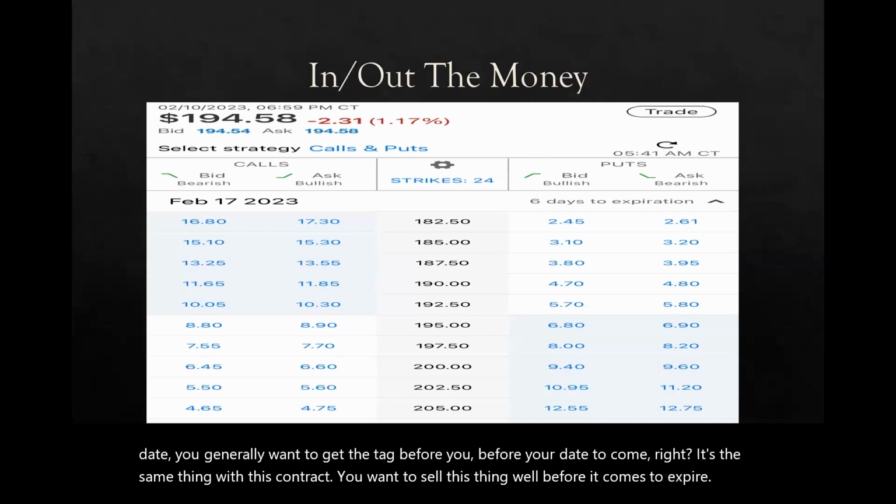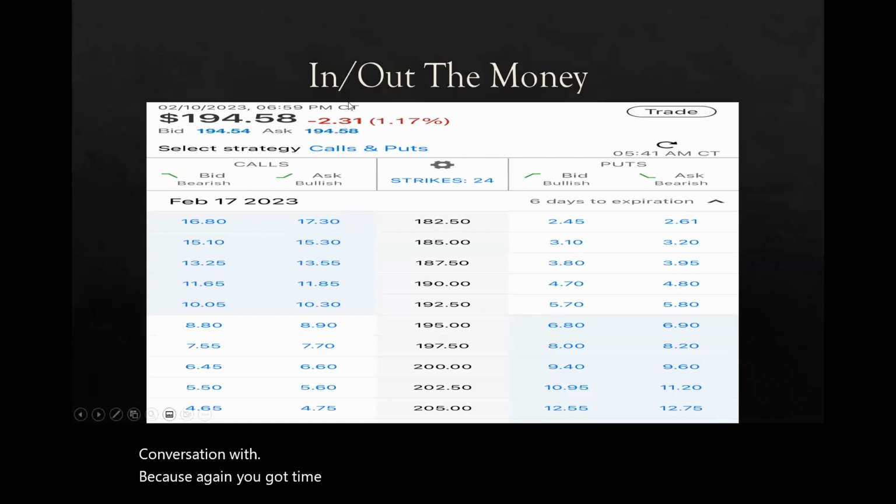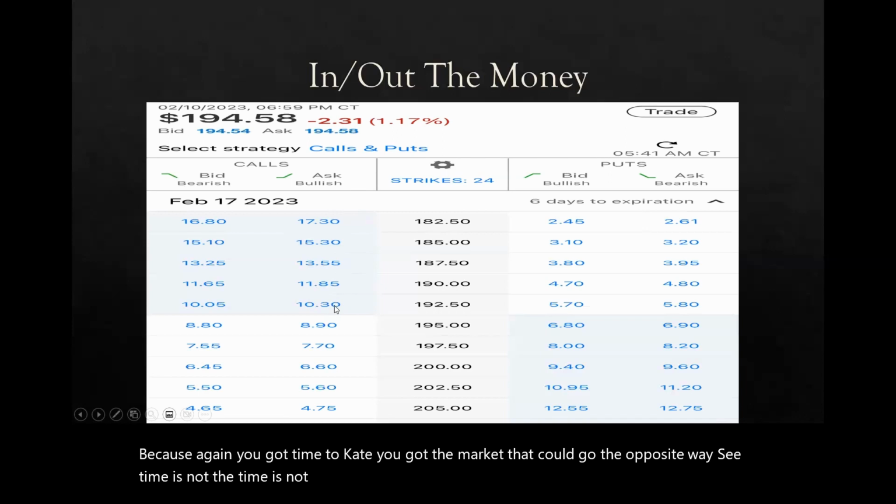And to add on to that conversation with that example too, the way that you are in trouble if you wait to the date is if you start using leverage and you got stuck with the date and then you basically bought a contract with money you didn't have. You know what I mean? That's where the trouble comes, because then now you're putting yourself at risk. Yep. Because again, you got time decay. You got the market that could go the opposite way. See, time is not your friend when you're talking about contracts. Time is not your friend.